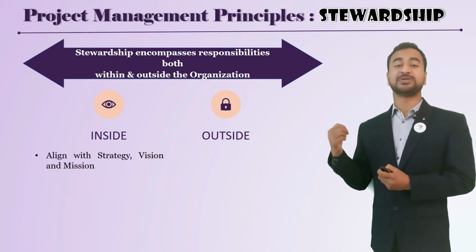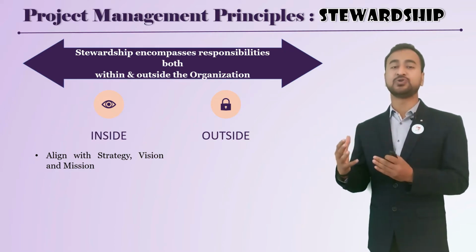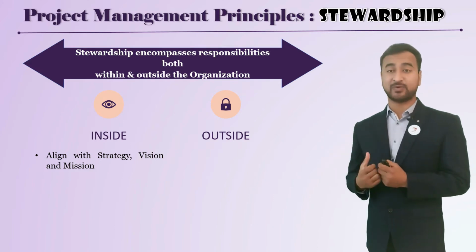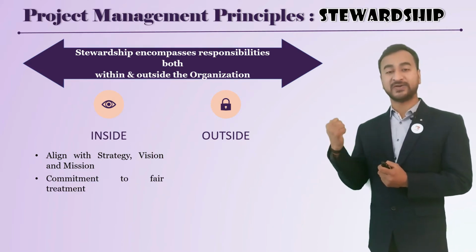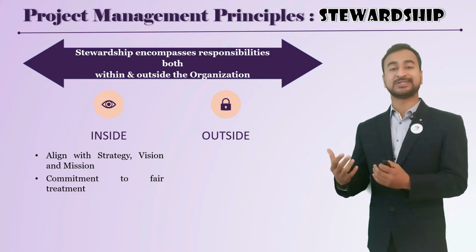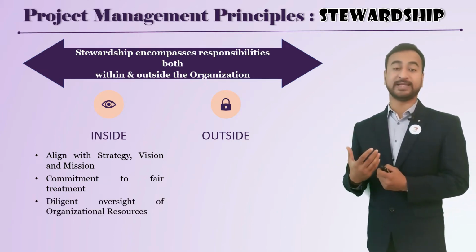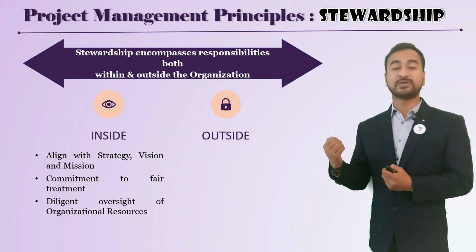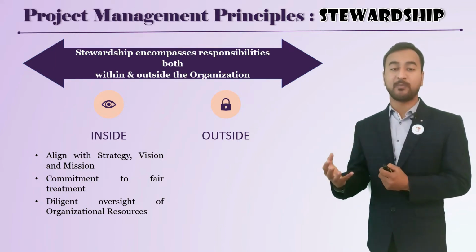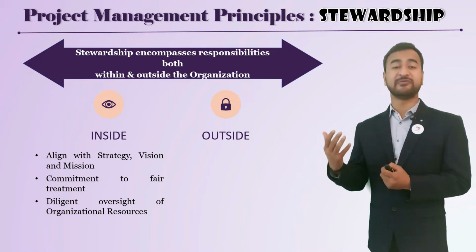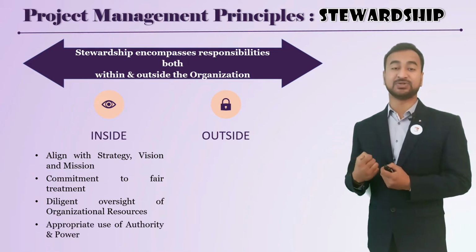Inside the organization, you have to align with your organization's strategy, vision and mission. You do not need to compromise on that part. That is the responsibility you have to demonstrate. Second, you have to have a commitment to fair treatment for the entire ecosystem, or whomsoever is associated with you in your team. You diligently oversee the organization's resources, so that no resources are compressed or suppressed, and everyone is treated equally and fairly. That is the holistic understanding of stewardship.